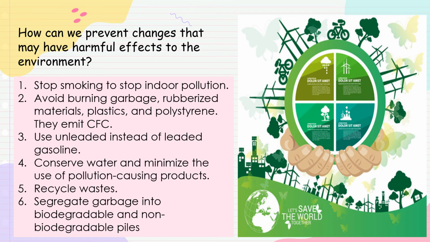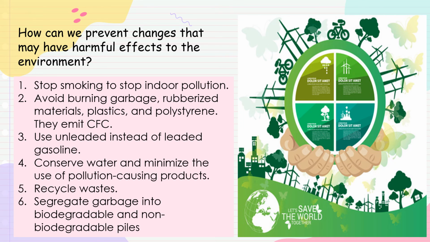Segregate garbage as biodegradable and non-biodegradable piles. Biodegradable substances are those that can decay or decompose. These include fruit peelings, seeds, leaves, and stems of fruits and vegetables. Biodegradable materials can be used as compost. Compost improves soil quality.